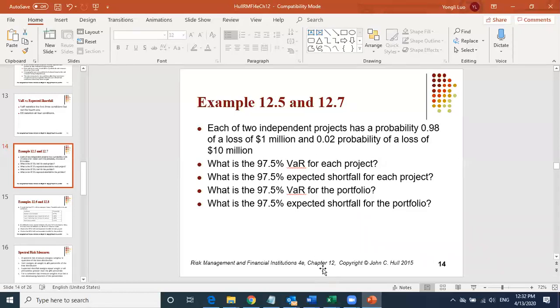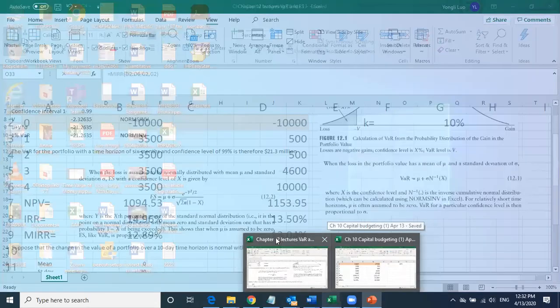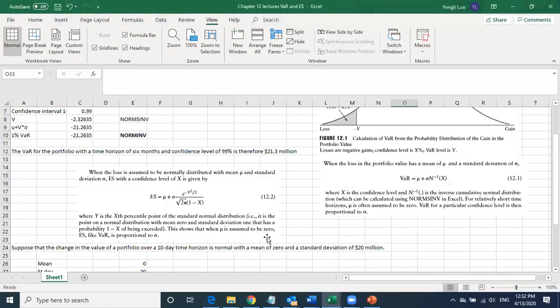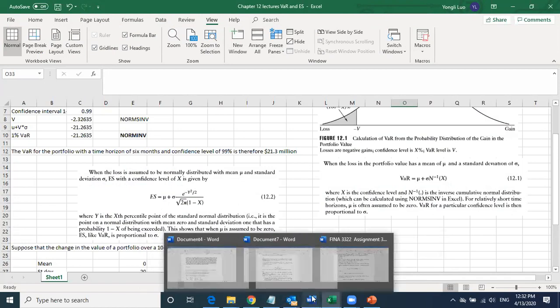I have an assignment for you similar to this one, after the class. So that's what we talk about for VaR and expected shortfall for today. Any questions?